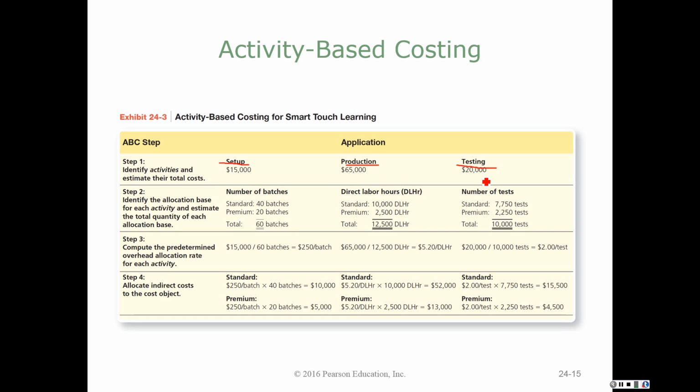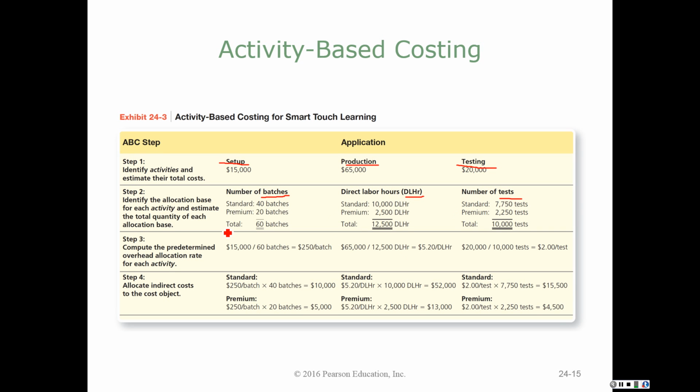$20,000 in testing. So if we've decided that the number of batches are driving setup, direct labor hours are driving production, and the number of tests are driving testing, then I go back and estimate, well, how many batches do I think I'm going to run for my standard product? How many batches for premium? How many direct labor hours have I estimated for standard and premium? And how many tests do I anticipate for standard and premium?